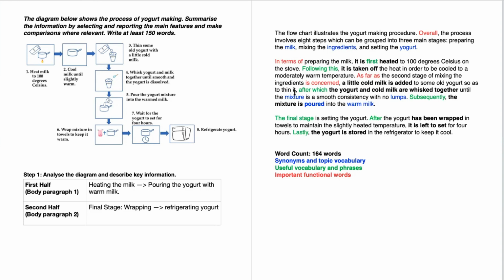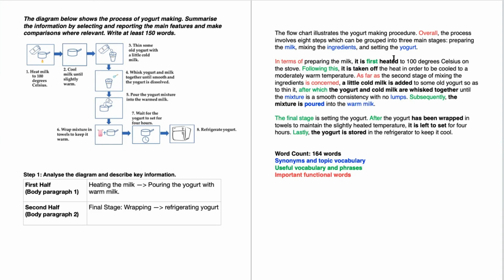First, following, after which, subsequently, the final stage, after, and lastly. These are very similar to your important functional words, but they're very specific to stages and sequencing. So make sure that you are committing these to memory and using them when necessary, where appropriate in your essay. And lastly, I just want to show you the bolded phrases here. These are all of the passives.